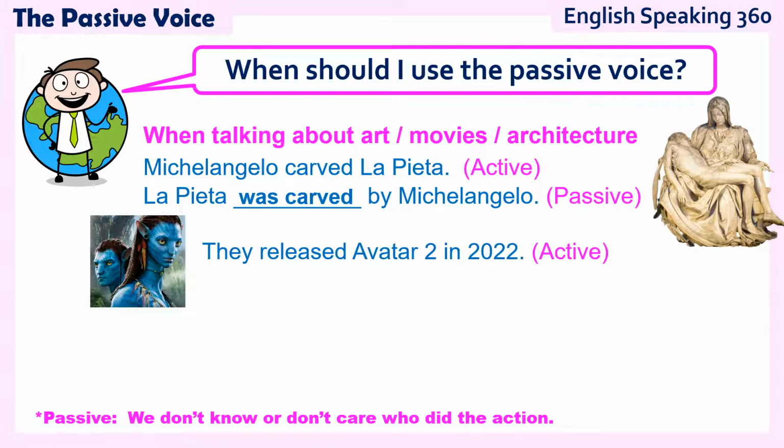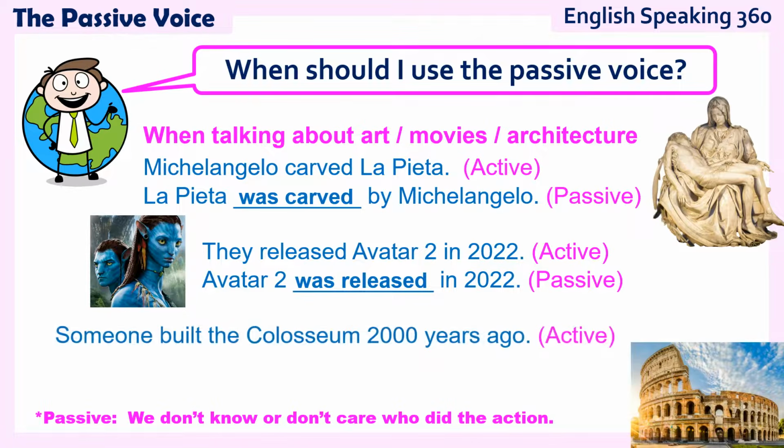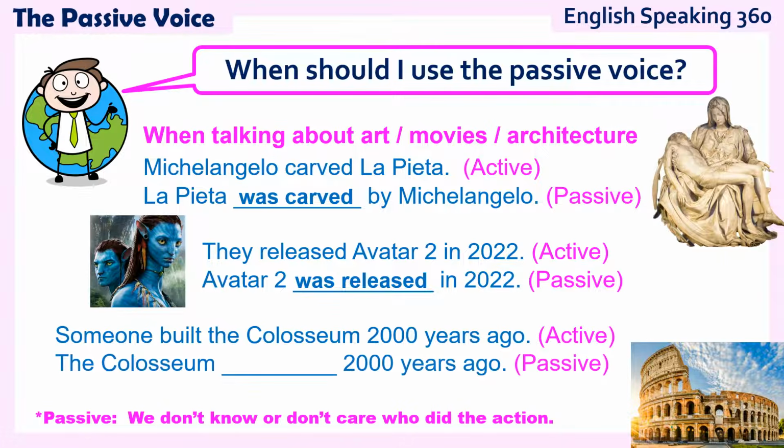They released Avatar 2 in 2022. Avatar 2 was released in 2022. Someone built the Colosseum 2,000 years ago. The Colosseum was built 2,000 years ago.